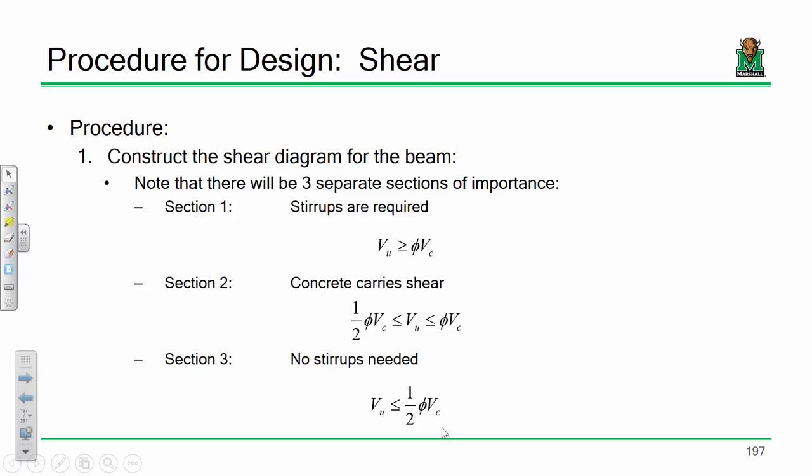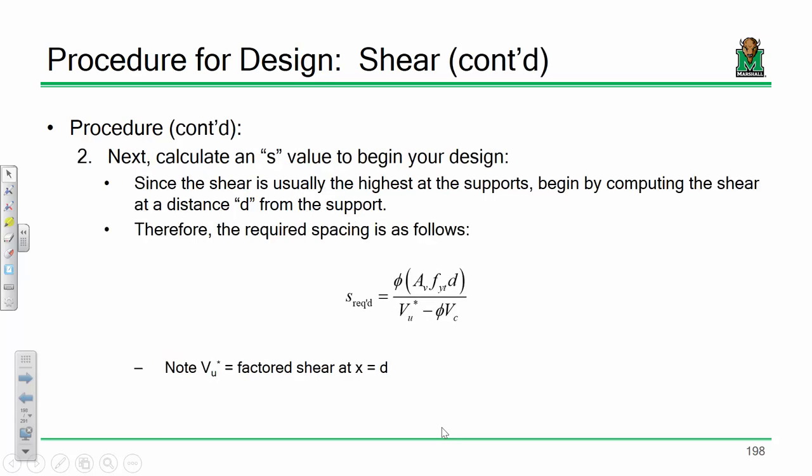So the first thing you have to do is construct your shear diagram. That is what we focused on last time, how to actually construct that shear diagram. Everybody in here should know how to draw a basic shear diagram. But what I mean by constructing the shear diagram is not just drawing it, but laying out the regions of interest: the regions where we absolutely have to have stirrups for capacity, the region where the concrete carries the shear, so we really should just be using S-max, although we might be able to use S-max in some of these other regions. But then also section 3, where we shouldn't really be using stirrups at all because the concrete can carry it by itself. That's sort of where we stopped last time.